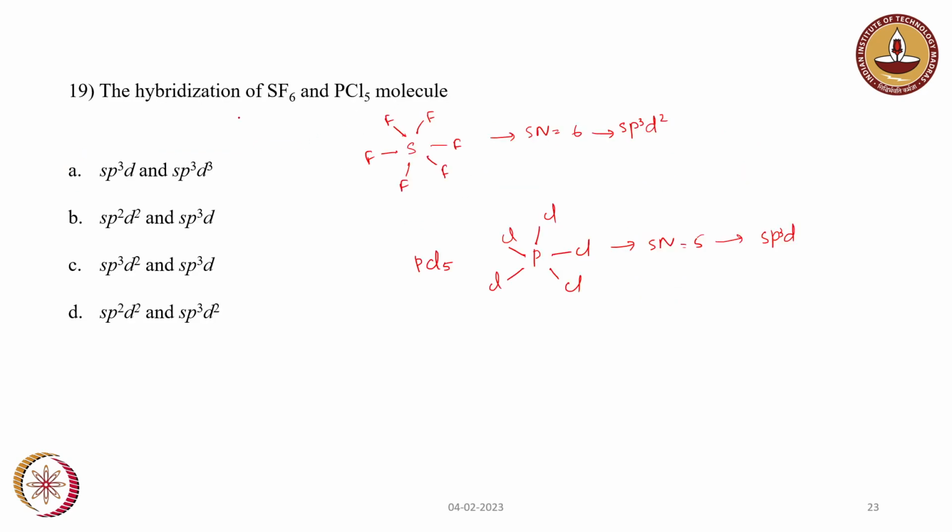And here the hybridization of SF6 and PCl5. So in SF6, sulfur has 6 bonds. So to accommodate 6 bonds, we'll need 6 hybridized orbitals. So in sp3d2, we can find 6 hybridized orbitals. And in PCl5, there are 5 bond pairs. So we need 5 hybrid orbitals. So the hybridization is sp3d. So option C is the answer.